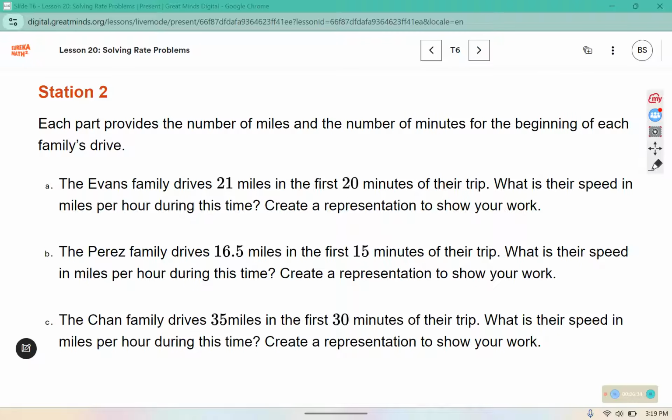Each part provides the number of miles and the number of minutes for the beginning of each family's drive. The Evans family drives 21 miles in the first 20 minutes of their trip. What is their speed in miles per hour during this time? Create a representation to show your work.